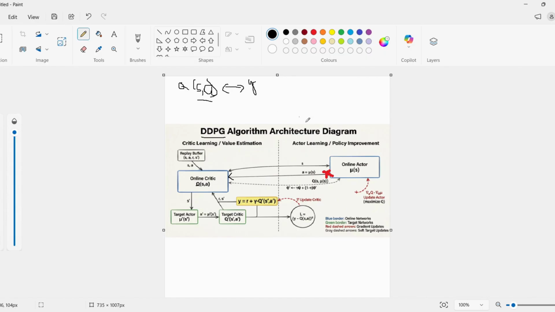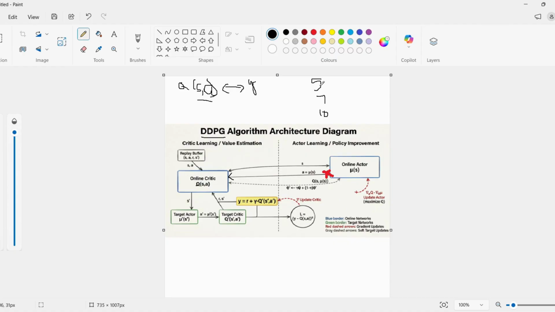Let me explain it more. The Q value of a state action pair under multiple conditions can be different. For example, if the policy is not very good, it can have a Q value of 5. If the policy is better than the previous one, it can have a value of 7. Or if the policy is the most optimal, it can have a value of 10.